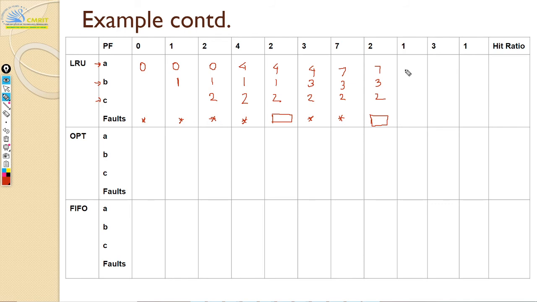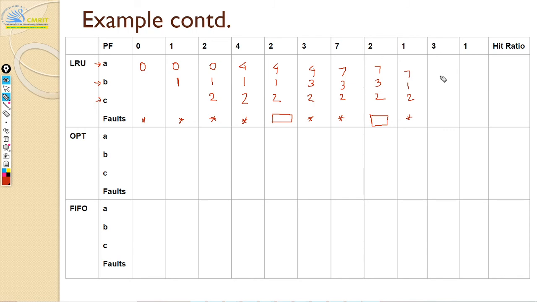3 will be replaced with 1 and there will be a fault. 3 will be replaced by 1. Yeah, correct. And there is a fault. Nice, nice, nice. You want to do one more?